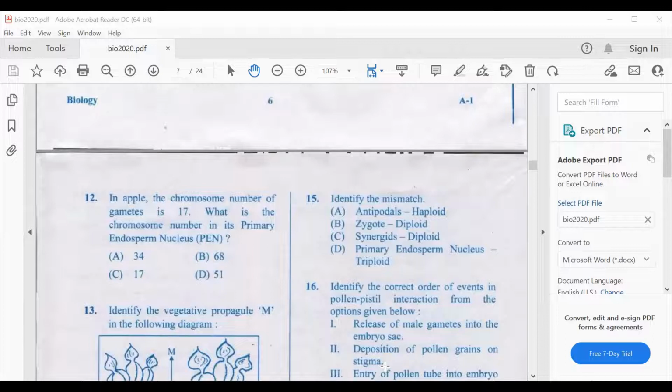In an apple, the chromosome number of gamete, listen carefully and read the question properly. In apple, the chromosome number of gamete is 17. What is the chromosome number in its primary endosperm nucleus, PEN? Option A, 34, option B, 68, option C, 17, option D, 51. Tasmia answered it as option D.